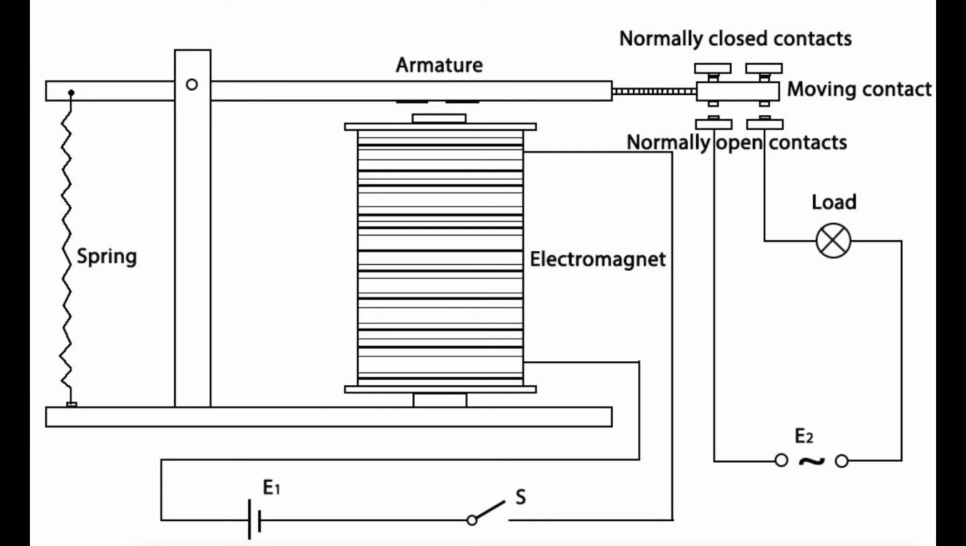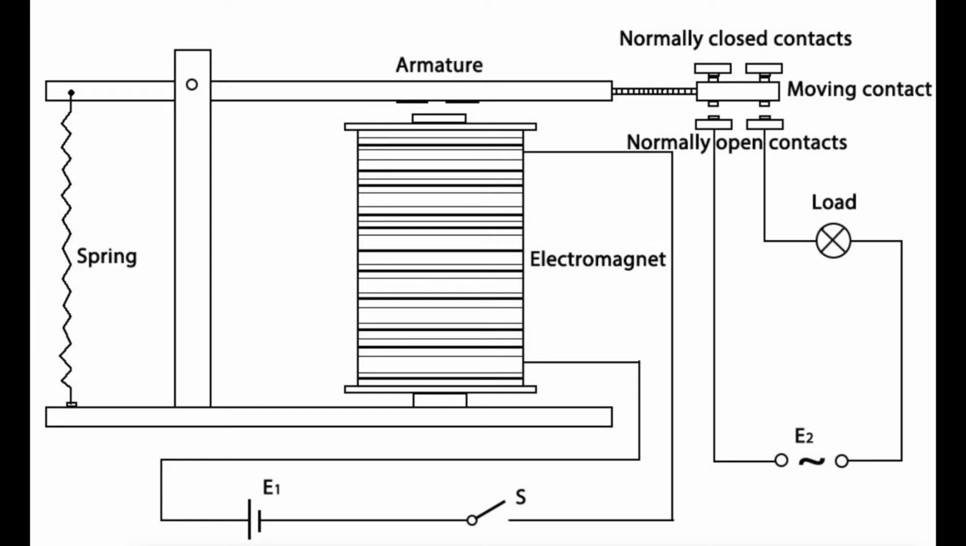There's also an armature, which is a movable magnetic strip, which, when current flows through the electromagnetic coil, is energized and attracted to the coil to close the circuit, or open the circuit when current is no longer flowing through the coil. Another part of the relay is a spring, which is used to pull the armature away from the electromagnet to open the circuit.